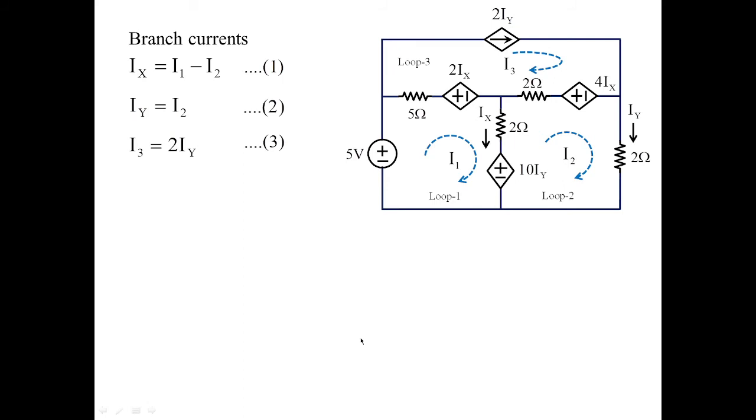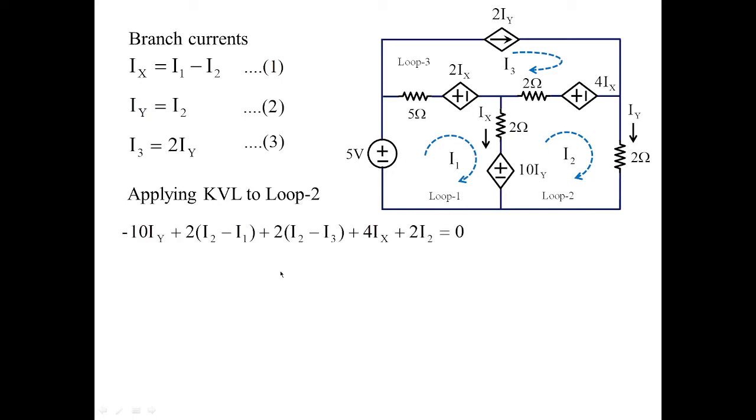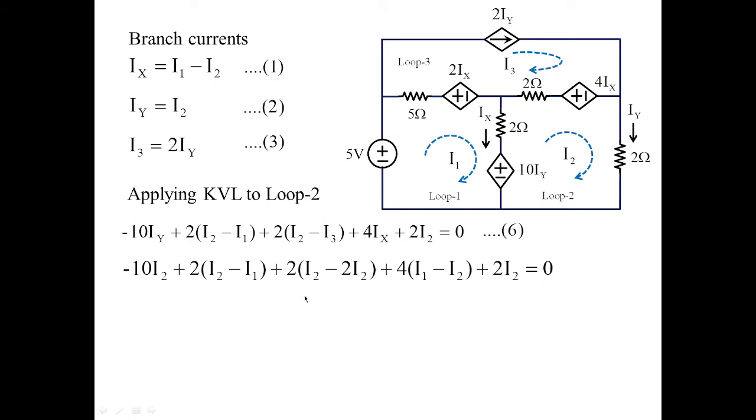Once we obtain the equation for loop current 1, we concentrate on loop current 2. Applying KVL to loop 2: minus 10Iy, this is the voltage drop over here, plus 2(I2 minus I1) plus 2(I2 minus I3) plus 4Ix plus 2I2 equal to 0. This is equation 6, and we again substitute the values from equations 3, 2, 1 in this loop 2 equation. Then we get 6I2 equal to I1. I'm taking this as equation 7.